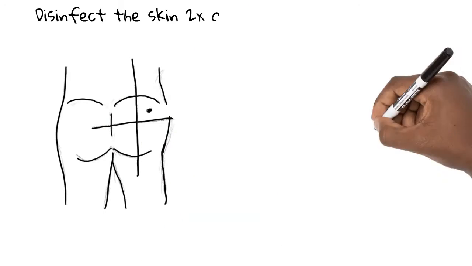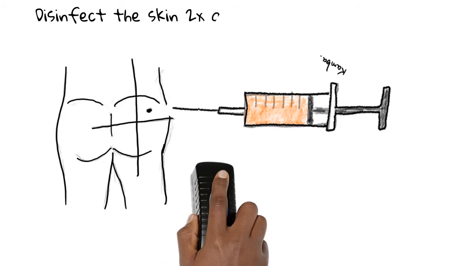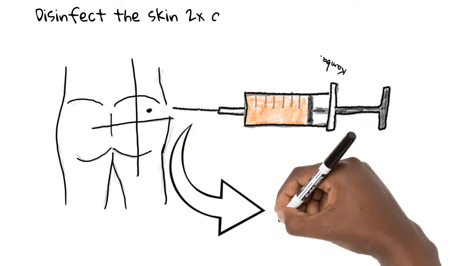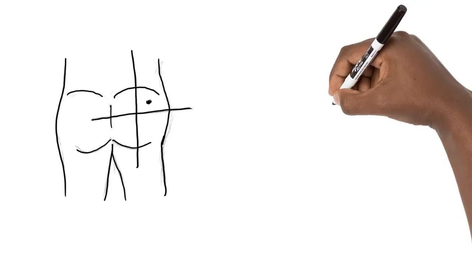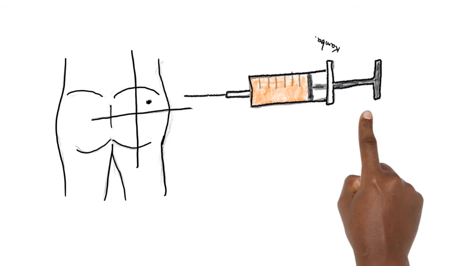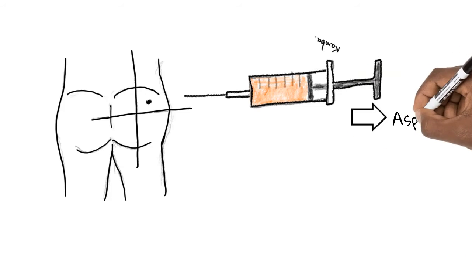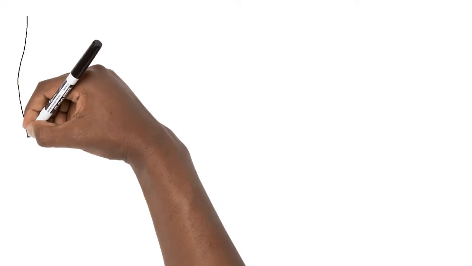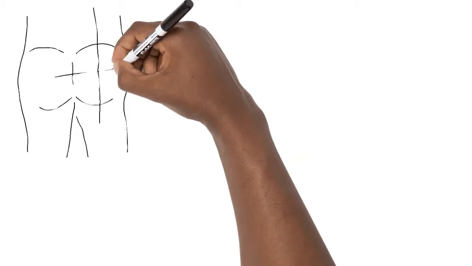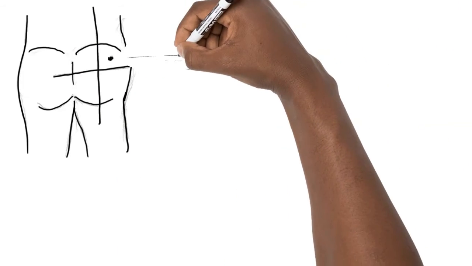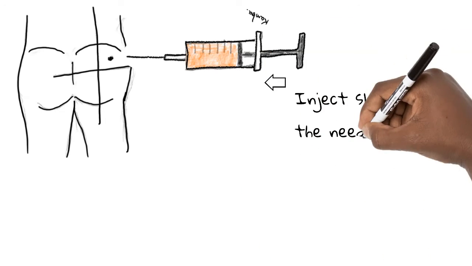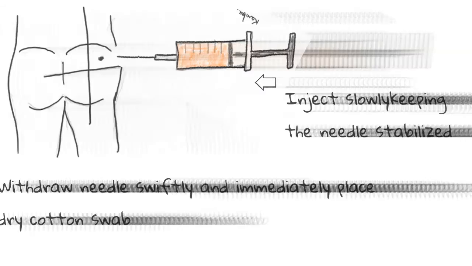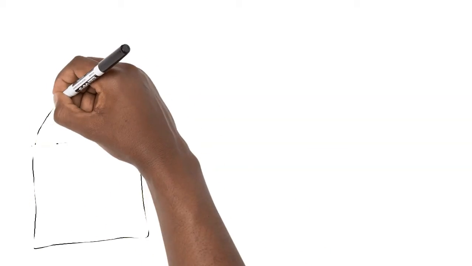Ask the patient to relax the muscle and disinfect the skin in an outward spiral direction at least twice. Insert the needle swiftly at an angle of 90 degrees. Aspirate. If blood appears, withdraw the needle and start again, and if not, you can proceed. Inject the medication slowly while stabilizing the needle. Withdraw the needle swiftly and discard in the sharps container or sharps box immediately.